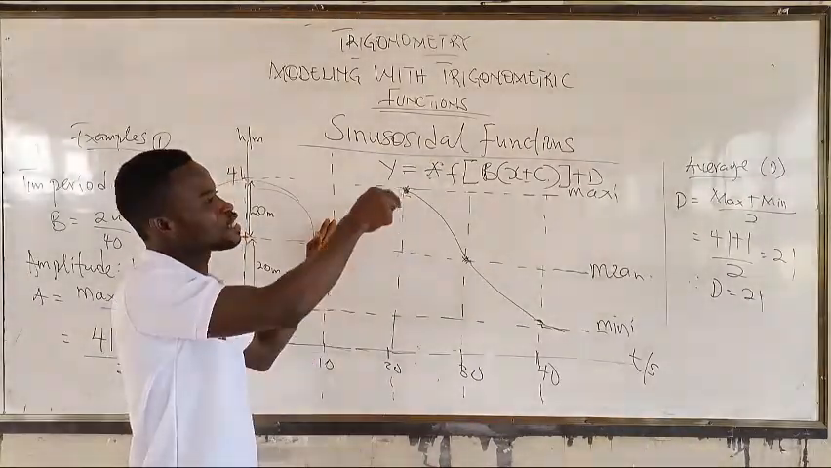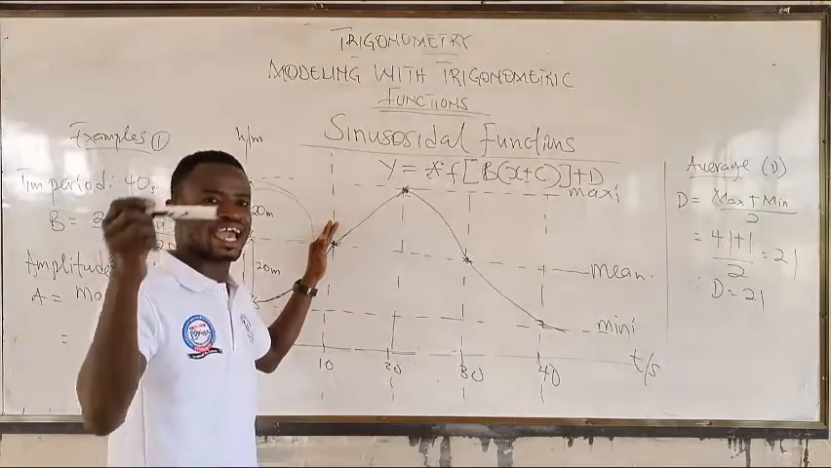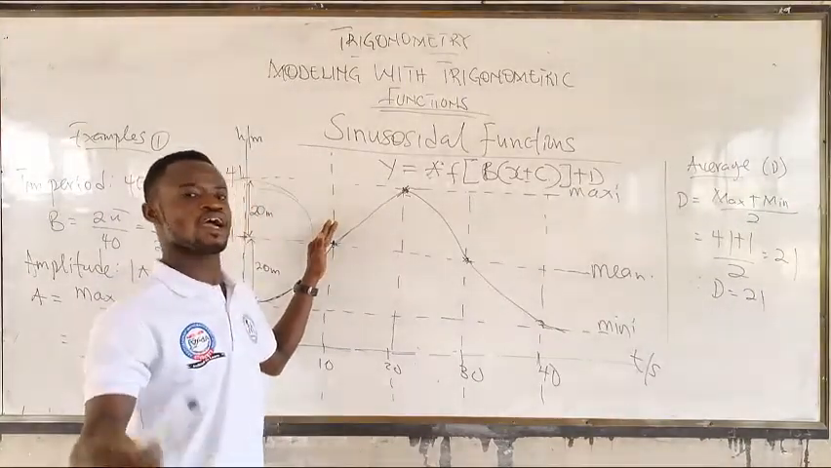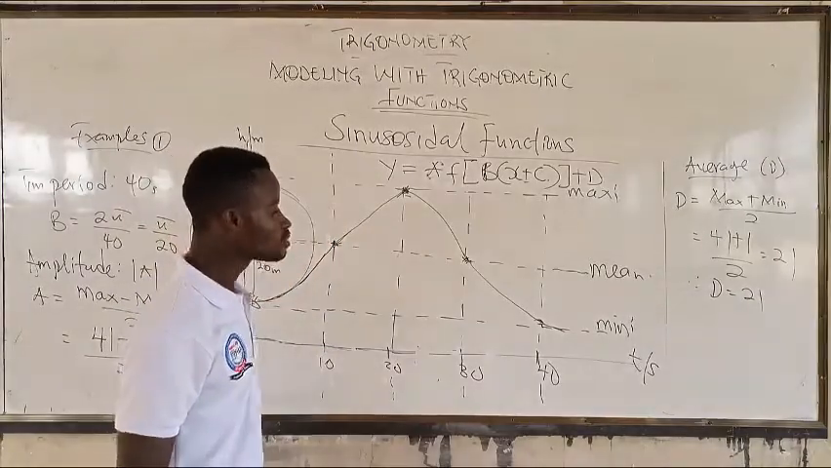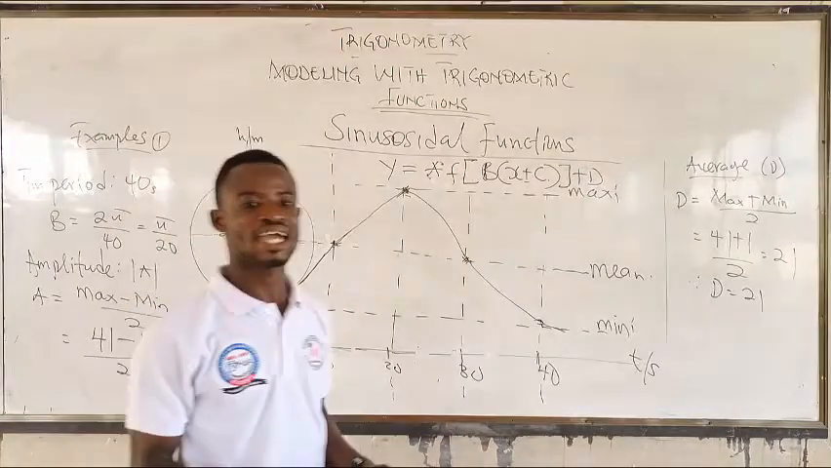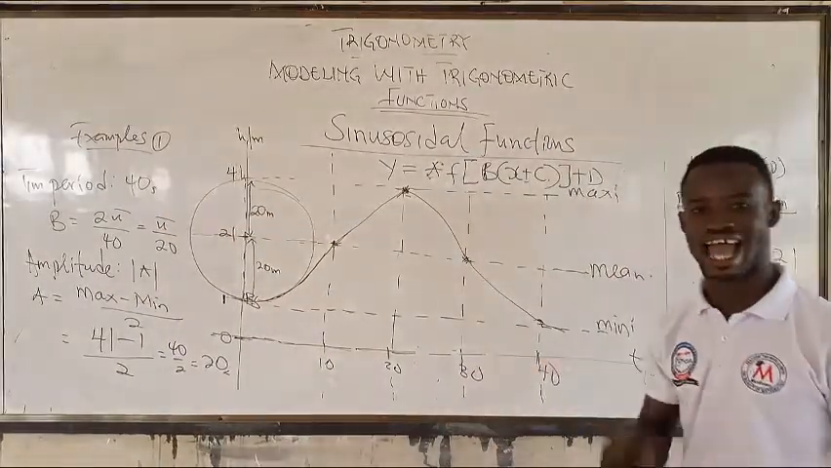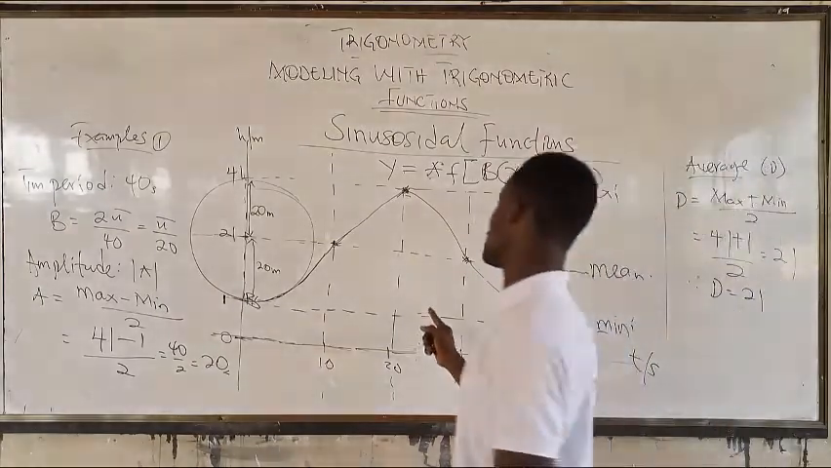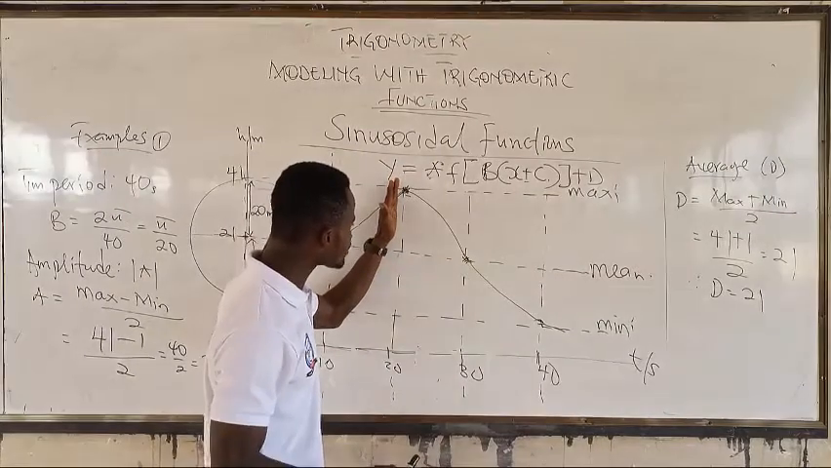So the c depends whether you are going by a sine function or a cosine function. Alright, so that is that. And if it will be a cosine function, it will start at 20.